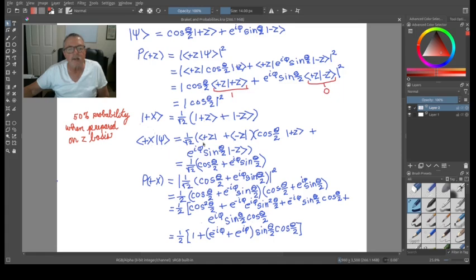Well, the bra z is multiplied times the ket z, and that makes a 1. So that leaves us with the cosine theta over 2. The bra z multiplied times the ket minus z, that's going to end up giving us 0 and get rid of this monster right here. Let's see how we can project the probabilities of the x over the state vector here.